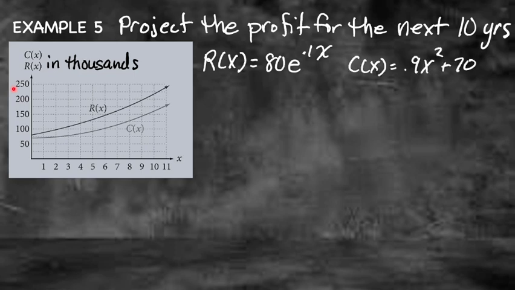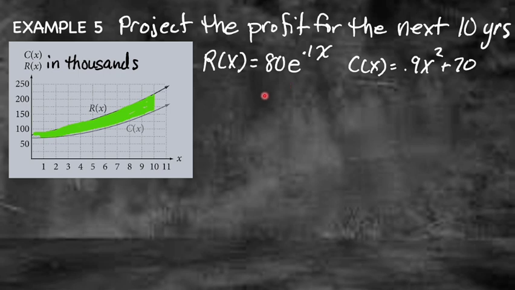What we're going to do is project the profit for the next 10 years. Now, in order to find profit, we need the revenue and we need the cost. So our revenue function is 80 times e to the 0.1x. Our cost function is 0.9x squared plus 70. Now, if I take the revenue minus the cost at a certain point, it will give me what the profit is at a certain year.